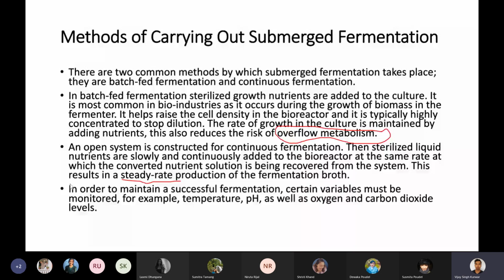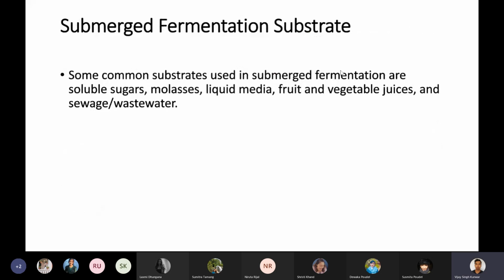In order to maintain a successful fermentation, certain variables must be monitored. The commonly monitored variables are temperature, pH, oxygen levels, carbon dioxide levels, and many other levels, right? Depending on the process, it can be the glucose level or the alcohol level, or certain protein or amino acid levels. There are many variables to control and monitor. Some common substrates used in submerged fermentation are soluble sugars, molasses, liquid media, fruit and vegetable juices, and sewage and wastewater.